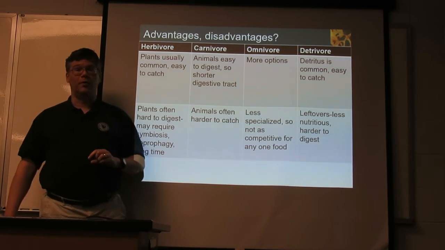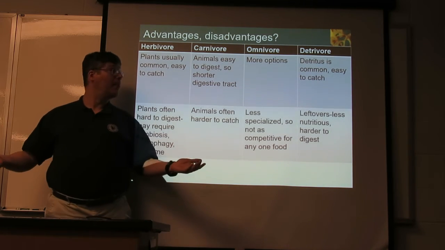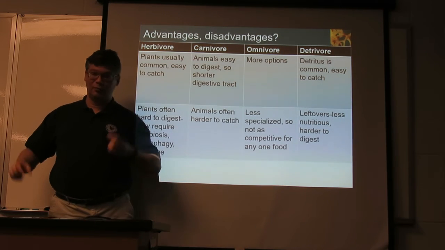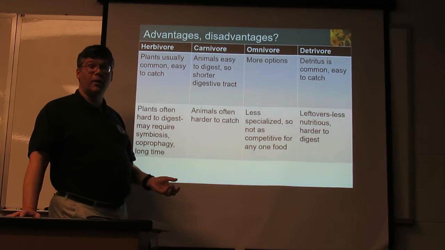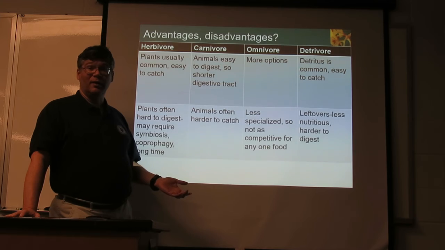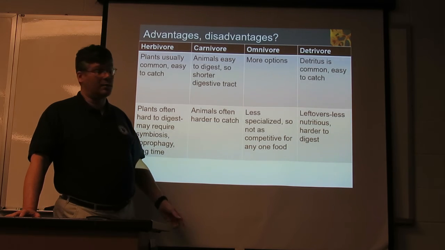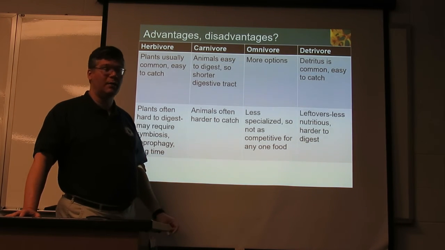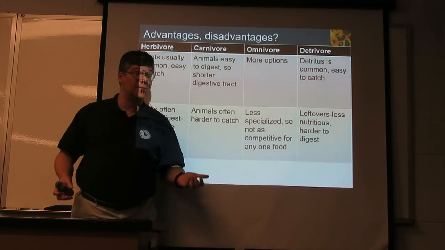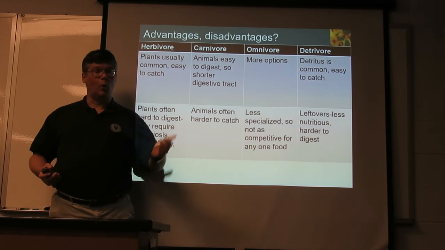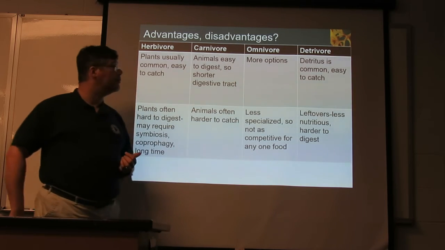Detrivore, well, there's plenty of bits and pieces of old leaves and stuff like that around. It's abundant, and it's not going to run away. No trouble trying to catch the stuff. But those bits and pieces of dead leaves and whatever other remains are out there, that's the leftovers, the stuff that other things either didn't bother eating or they already ate and it went all the way through their digestive system without getting broken down. So the stuff that detrivores are eating is typically less nutritious, harder to digest. More work for the digestive system, but not so much work for trying to obtain the food.